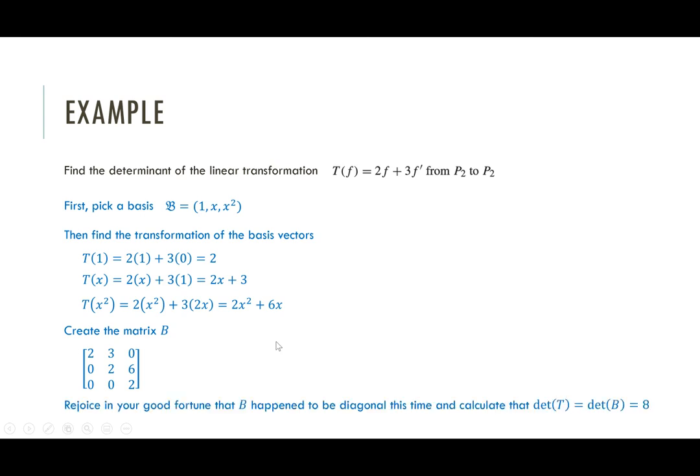And then the last step is to rejoice in your good fortune that B happened to be diagonal. Oop, not diagonal. Triangular this time. And calculate the determinant by just taking the product of the diagonals. And that would get 8. So there you go. Not too bad.